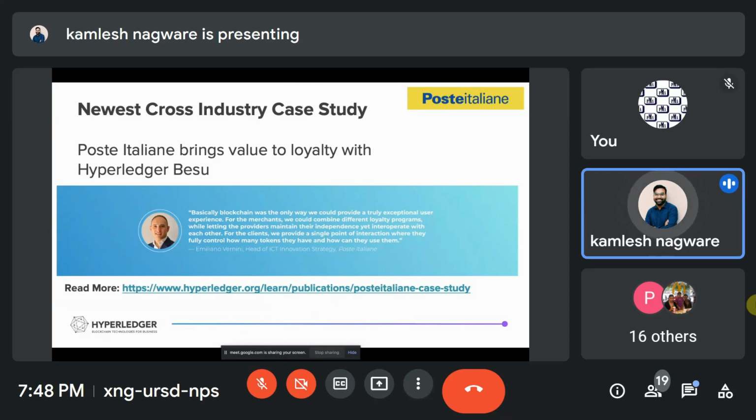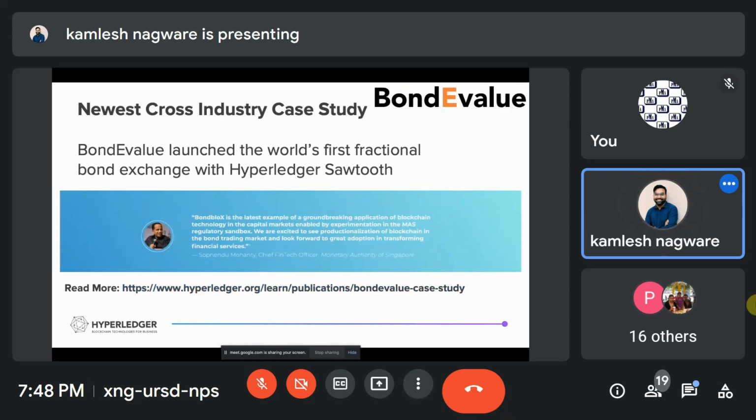Here the use case is loyalty reward points, because Poste Italiane has a number of different customers, users and different businesses together. Like in India, our Post has a payments bank, right? They also do banking. So how could one particular use case be applied? This is loyalty reward points. Whatever reward points we get are implemented on blockchain. This is done by Poste Italiane. So this is the use case.